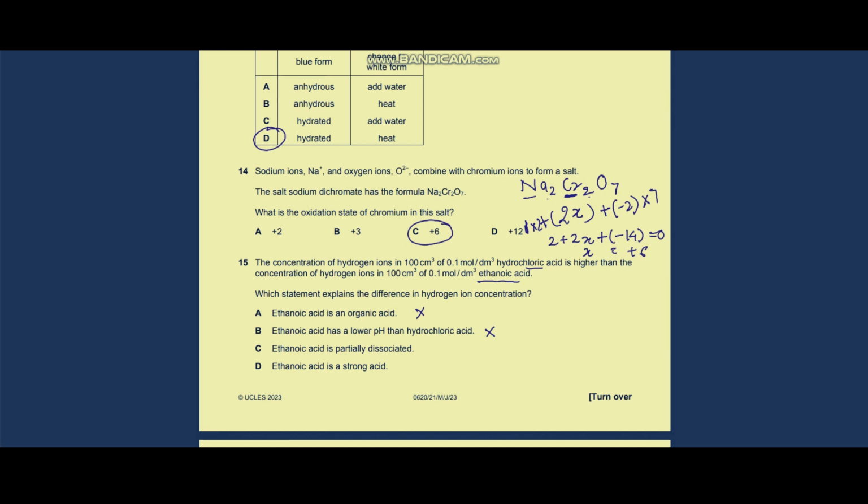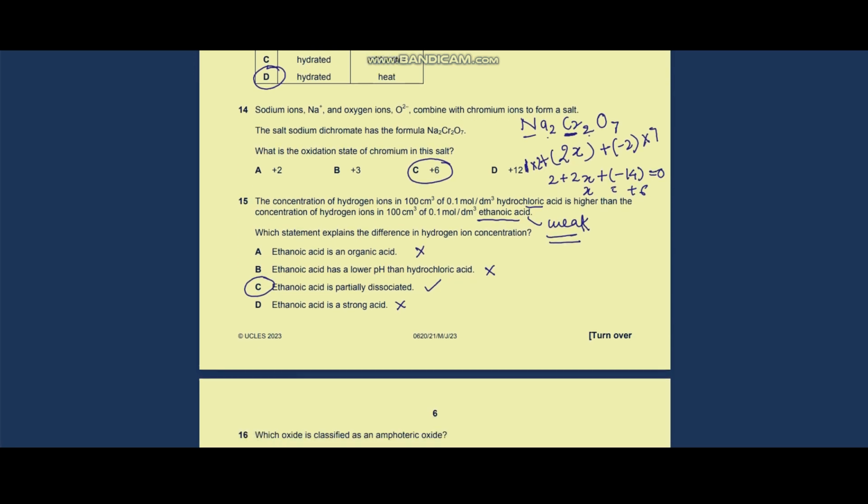So this is not the correct answer. Ethanoic acid is partially dissociated. Yes, that is the correct answer because it is a weak acid. It does not dissociate completely. It will dissociate partially, and that is why it has low H+. So C is my correct option. Ethanoic acid is not as strong. Moving to the next question.